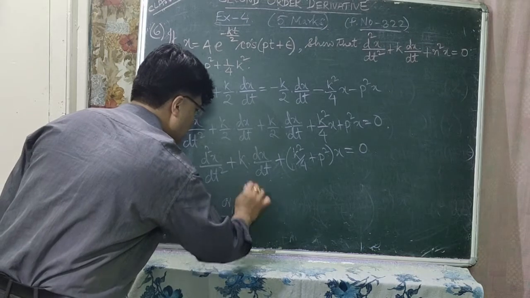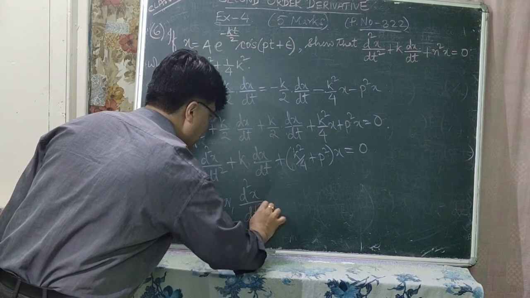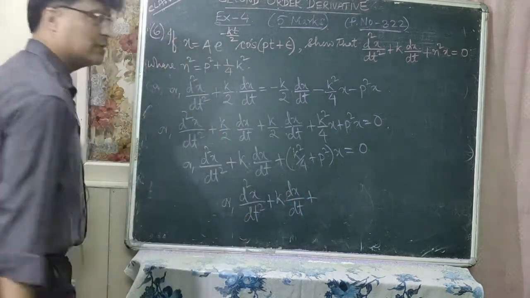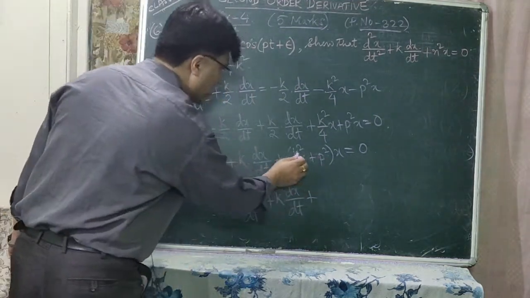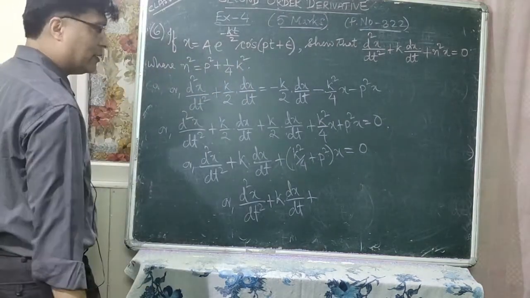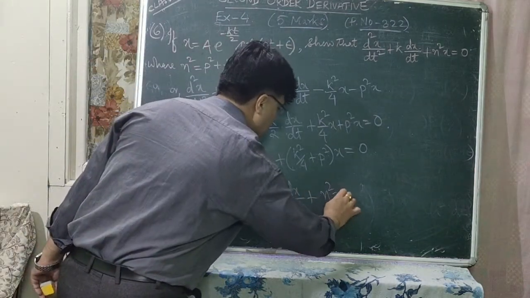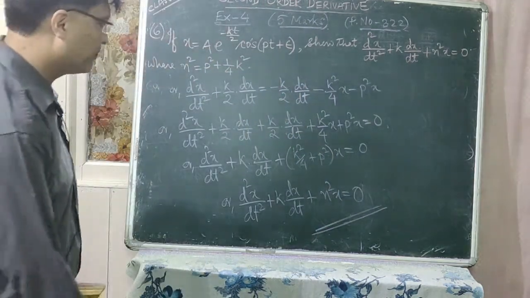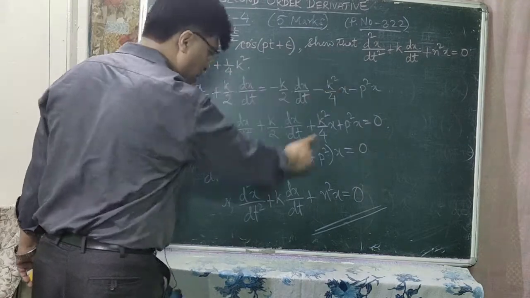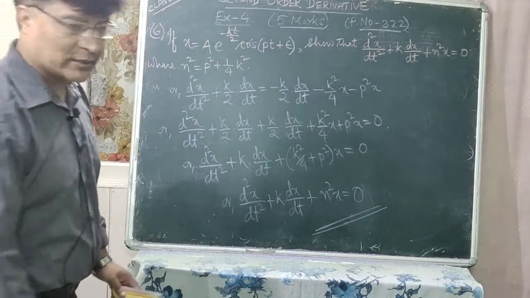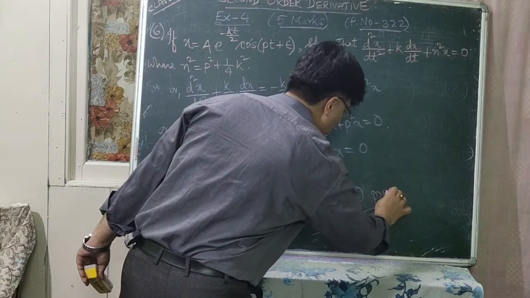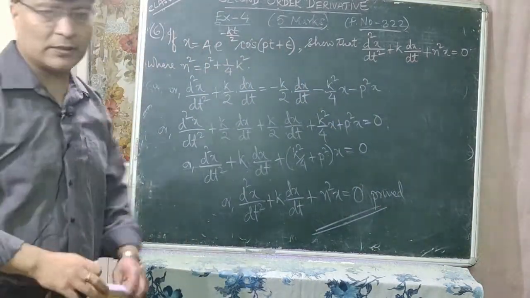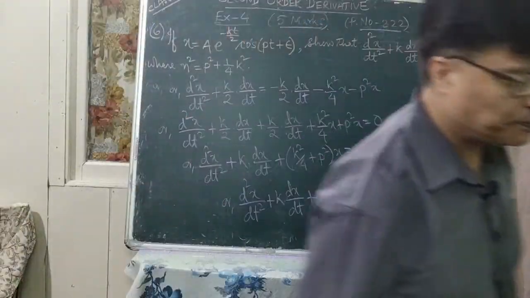So this is d2x by dt square plus k into dx by dt plus, next, what is this, p square plus k square over 4, which is n square, right? So this is n square x, which is equal to 0. So it is proved, isn't it? So d2x by dt square plus k dx by dt plus n square x is equal to 0. So it is proved. So this question is also very, very important. So we can copy it. Now we'll do the next question.